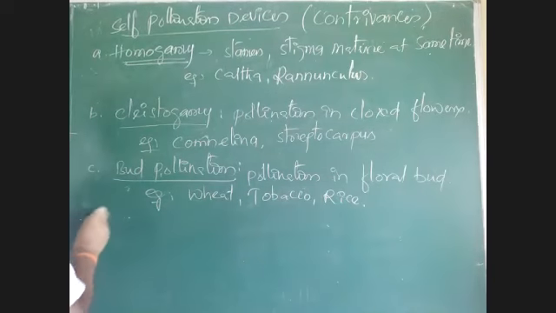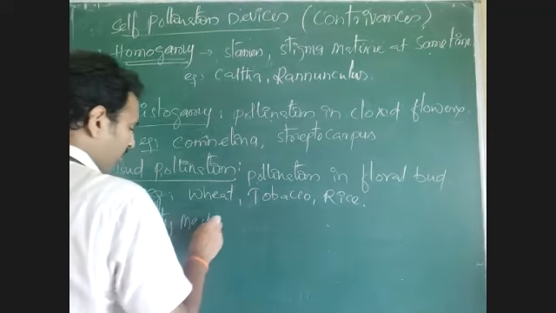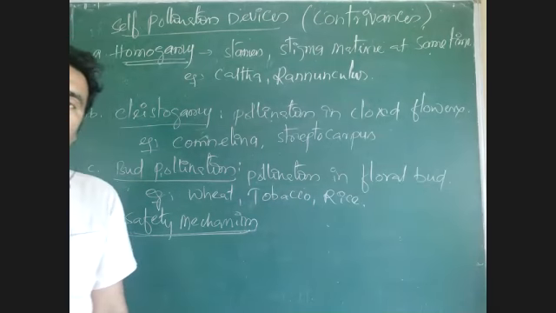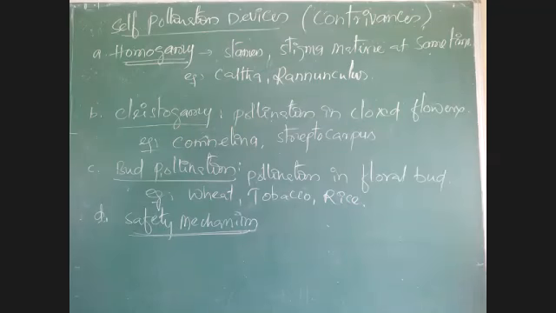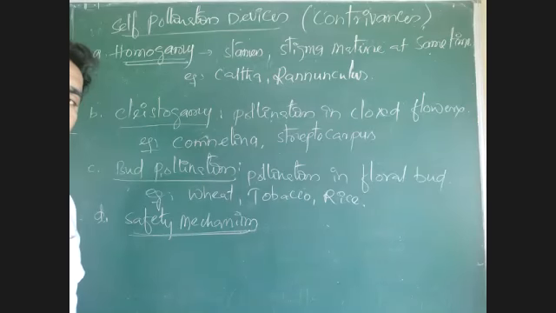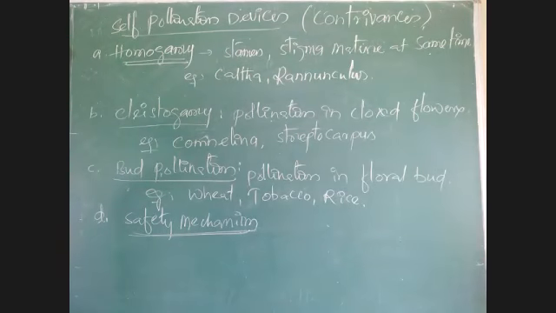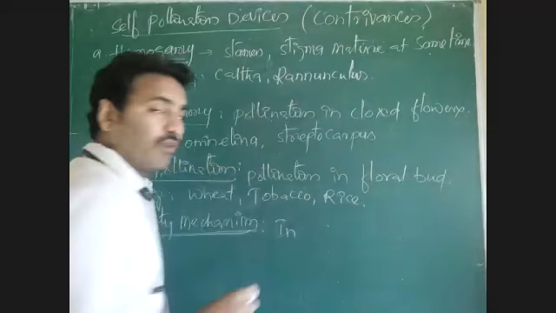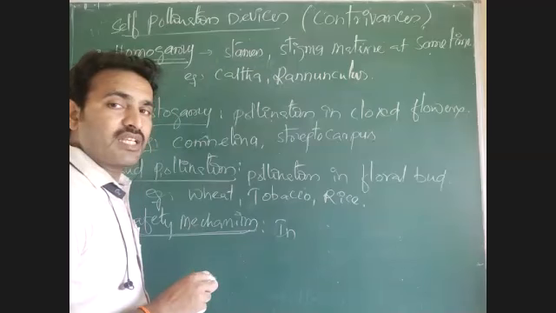Then the fourth one is the safety mechanism. It is another method of encouraging self-pollination. This safety mechanism is seen in a particular inflorescence called head inflorescence. In morphology, we discussed a special type of inflorescence called head inflorescence. It is seen in Tridax procumbens and Helianthus, that means sunflower. They are members of the Asteraceae family. In the head inflorescence, at the bottom, there is an involucre of bracts that I told you. There are usually two types of florets, disc florets and ray florets. Ray florets are usually unisexual and disc florets are bisexual, they have stigma.